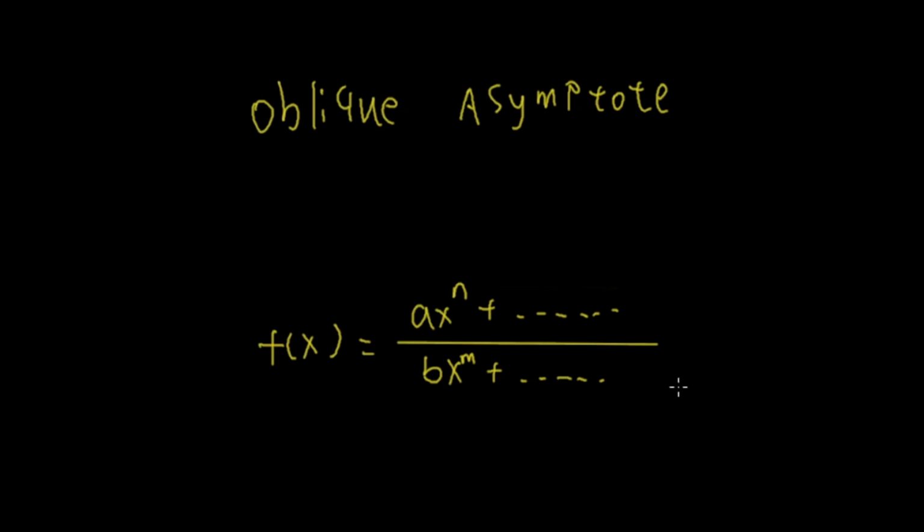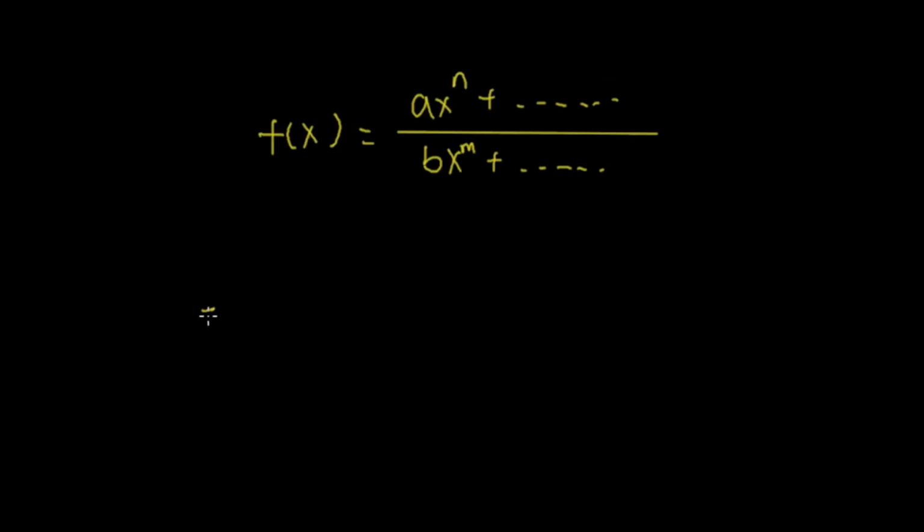Let's say like that. If the highest degree of power in the numerator is exactly 1 greater than the highest degree of power in the denominator, then there should be an oblique asymptote in this function. So in other words, let's say n is the highest degree of power in the numerator here, and m is the highest degree of power in the denominator here. If n is exactly 1 greater than m, then there should be an oblique asymptote.